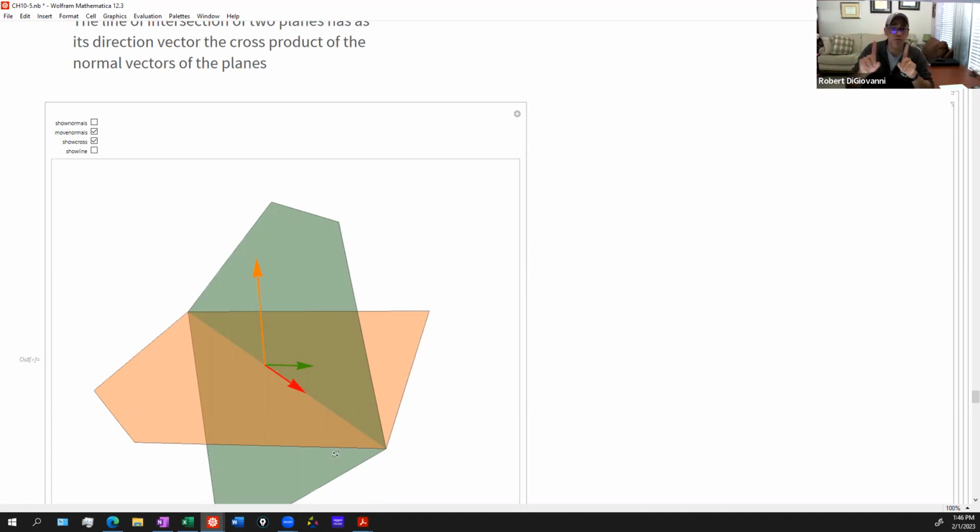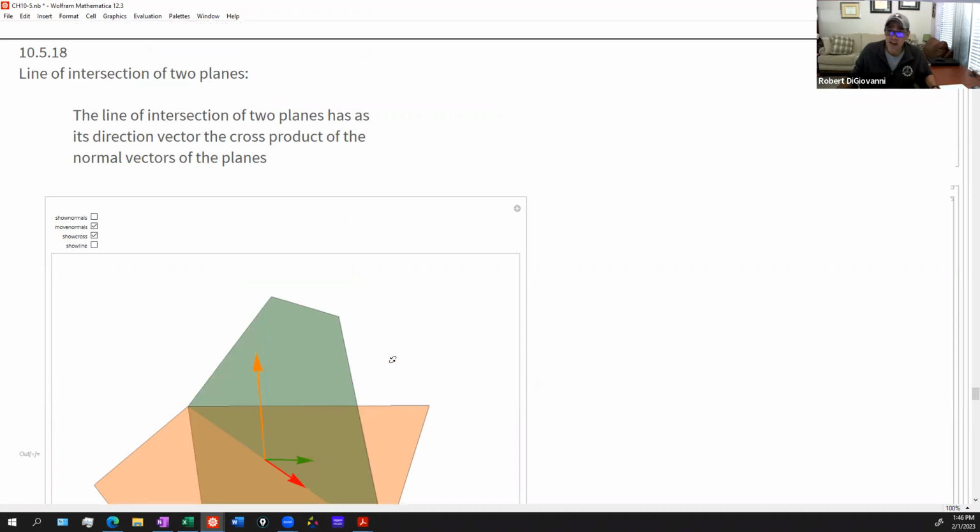Now, we needed two things to find the vector equation of a line. We needed a point and we needed a direction vector, right? Well, I'm telling you how you can find the direction vector by just crossing the two normals. Now all you need is a point. Can we find a point of intersection of two planes?